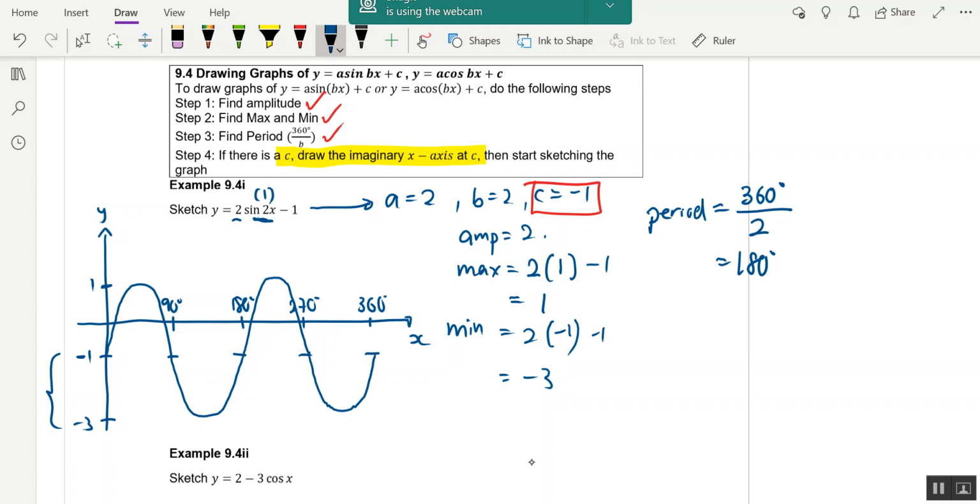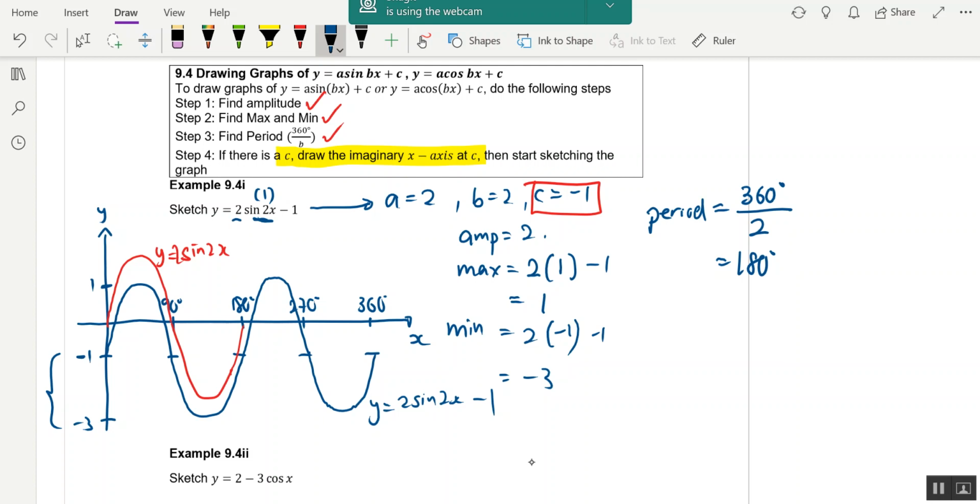So the important thing is, when you have a C, draw a dotted line at the C. What is the significance of C? Before that, we were having y equals 2 sine 2x, the red one. The blue one is y equals 2 sine 2x minus 1. It just means that the whole graph shifts down 1 unit.